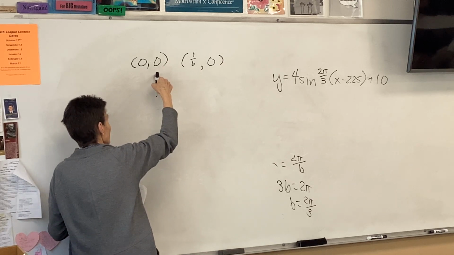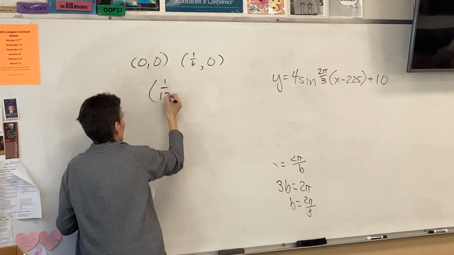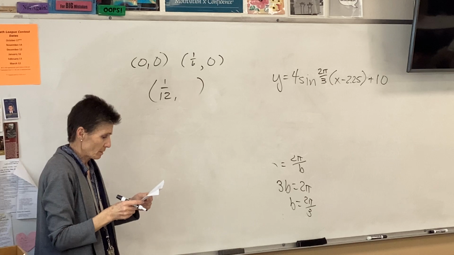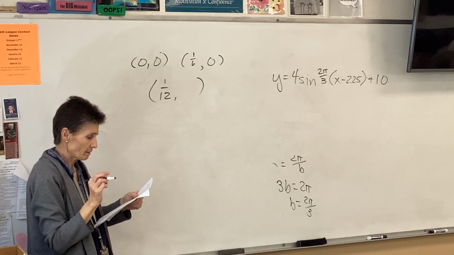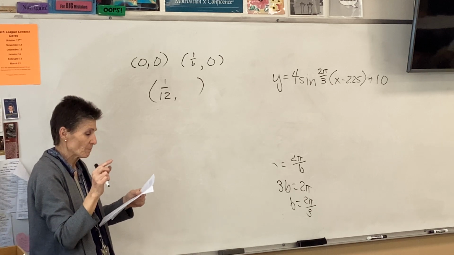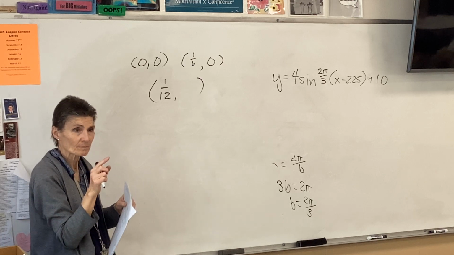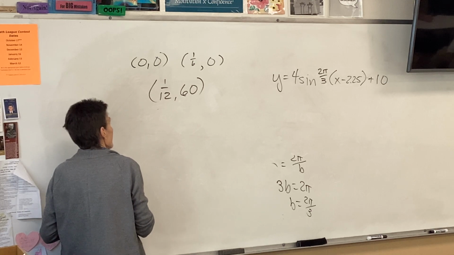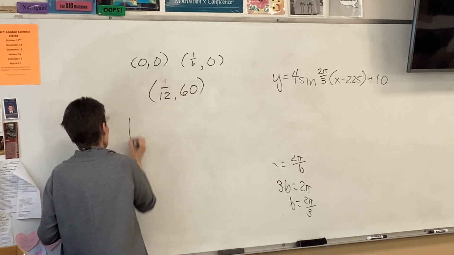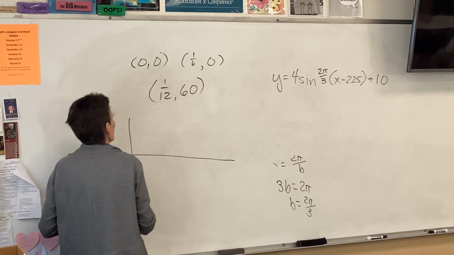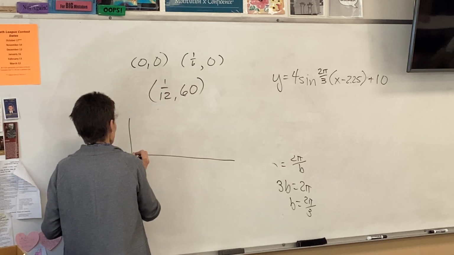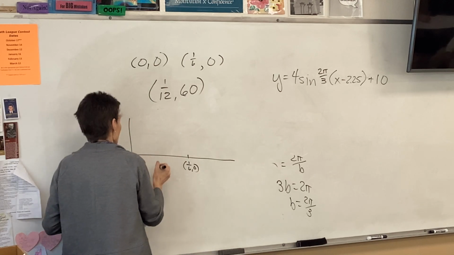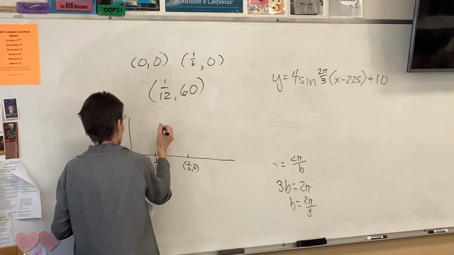When the yo-yo is up at the top, what is its y coordinate up there? It wouldn't be 30. Oh, no, it's distance. Its distance would be 60. Okay, so I need a sine curve. And I know I've got a point at 0, 0, and a point at 1/6, 0, and a point at 1/12, 60.